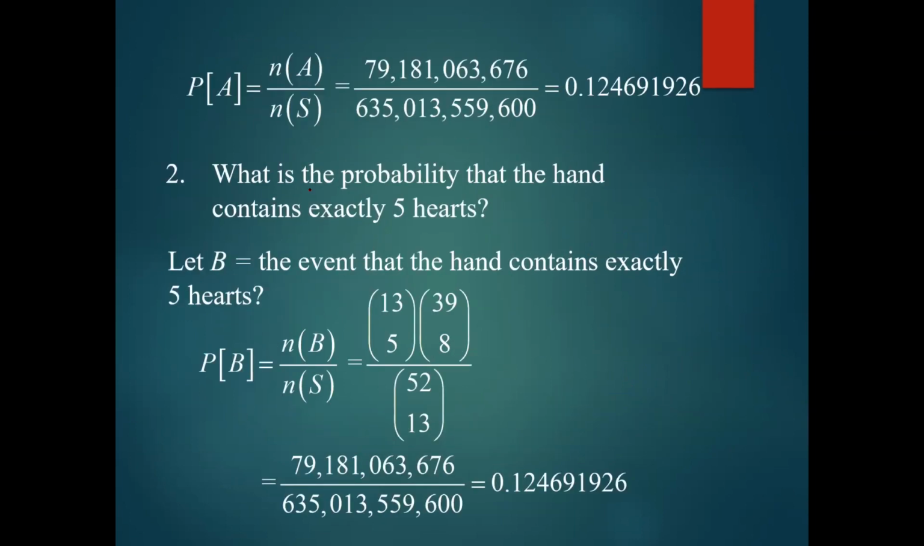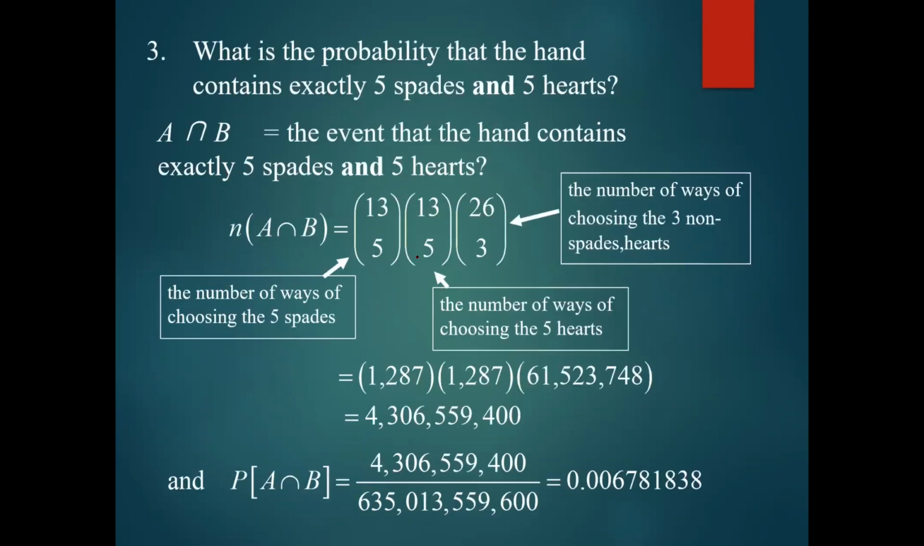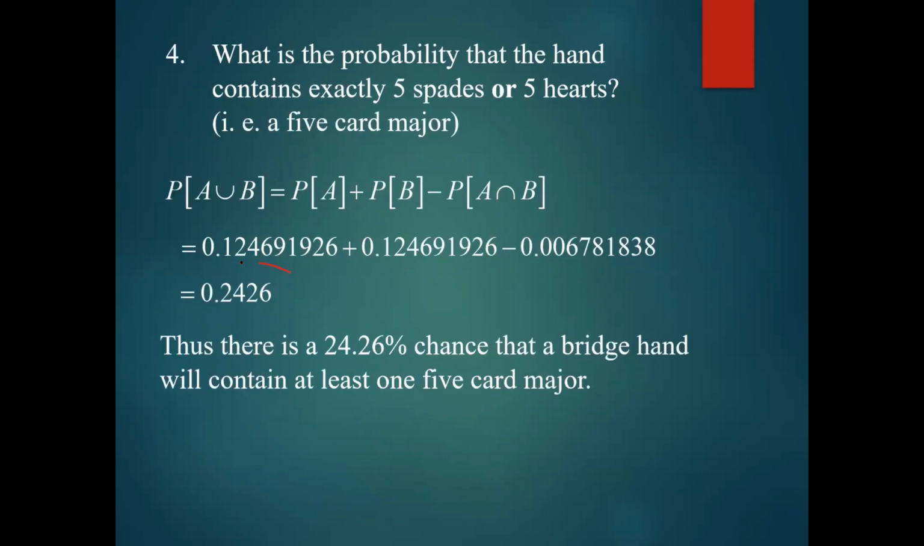Same thing here. Probability of 5 hearts, no? 2 over 13. Here as well, 13, 13. This is the same thing we did. And of course, the final probability is 0.24. So there is a 24.26 chance that a bridge hand will contain at least one 5-card bridge.